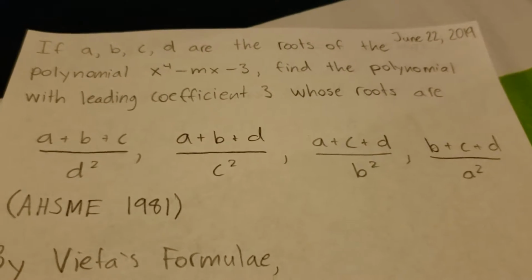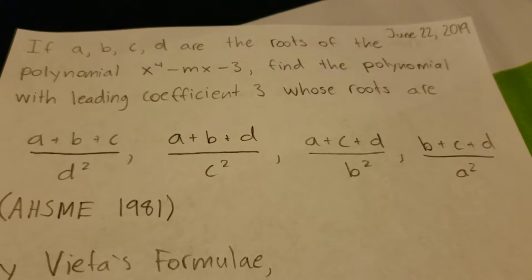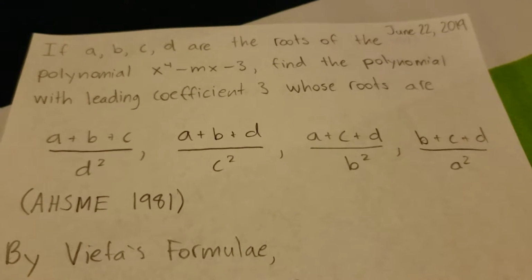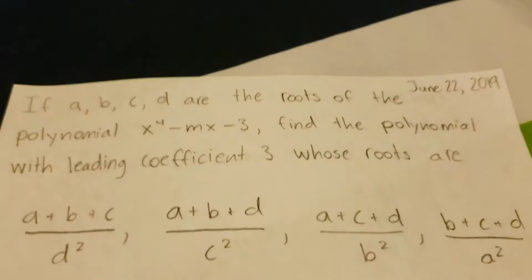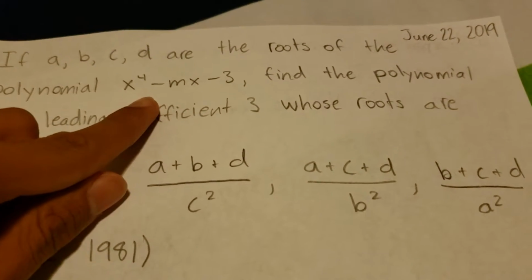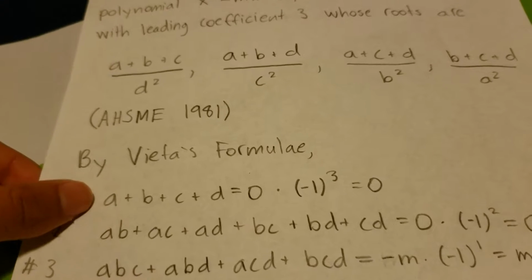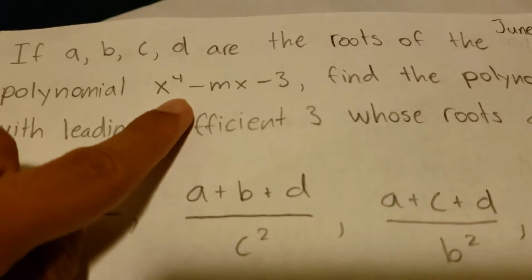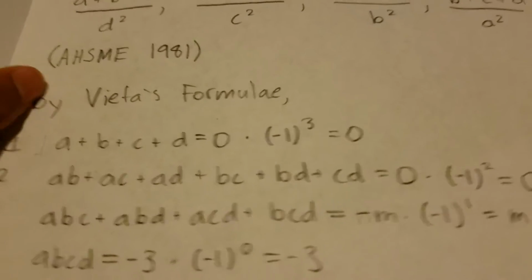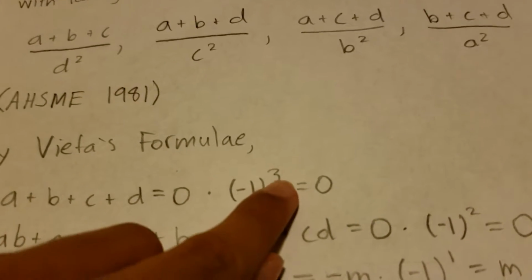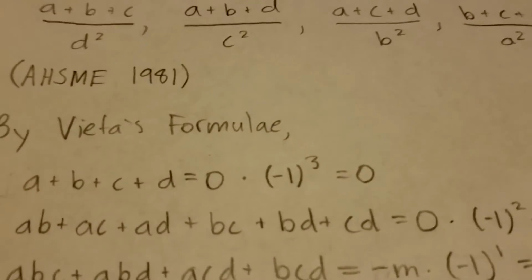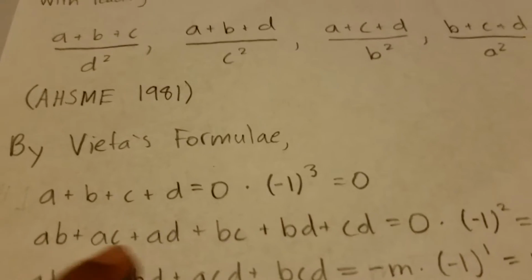Alright, so let's first start with Vieta's formulae and applying it to this polynomial over here. So our first equation for the coefficient of the x cubed term is right over here. The sum of the roots, a plus b plus c plus d, is equal to 0. Why 0? Because there is no x cubed term. So that means the coefficient of the x cubed term is 0. So 0 times negative 1 to the third power, because x is raised to the third power in the x cubed term. And this is just 0. So this is our first equation, what it yields.